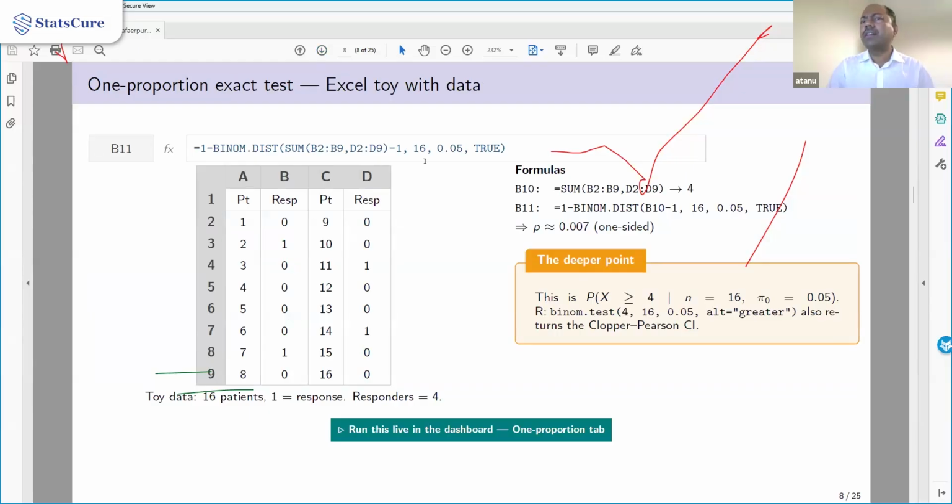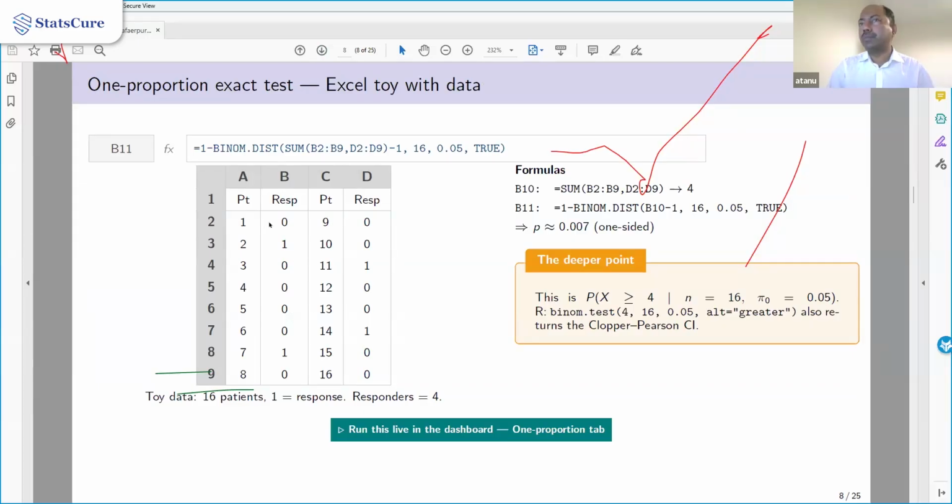So once we have the data, let's say it's your Excel file, you put your patient numbers 1 to 16, like 1, 2, 3, 4, 5, 6, 7, 8 up to 16, and the responses are given as 0 or 1.